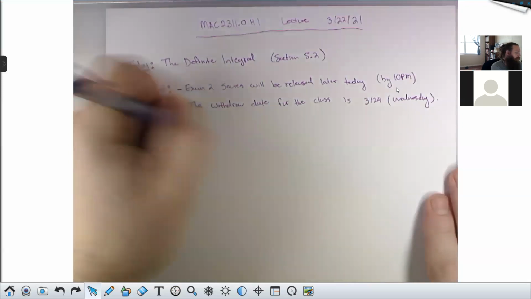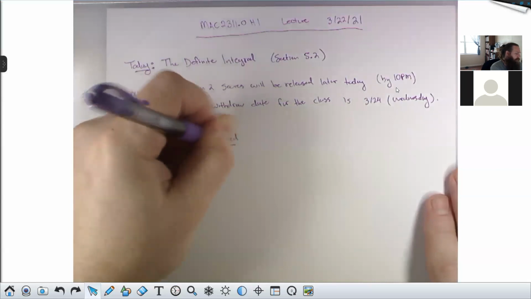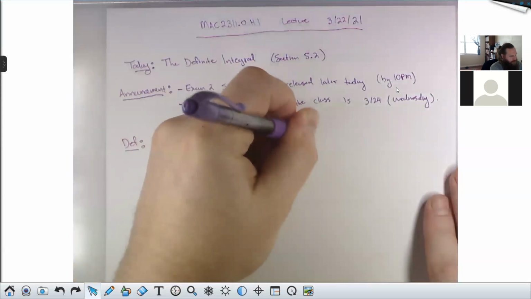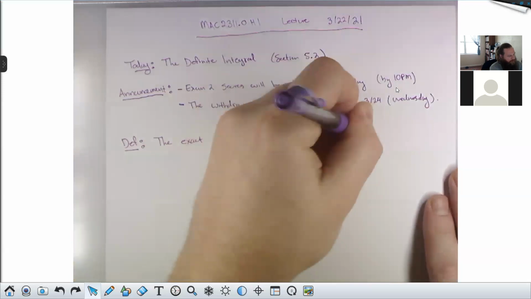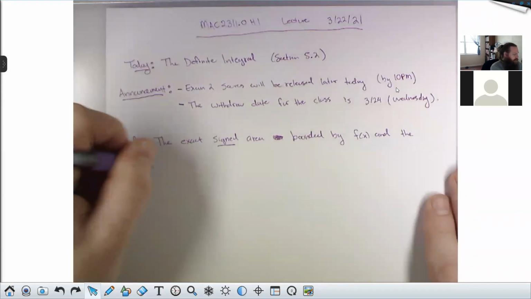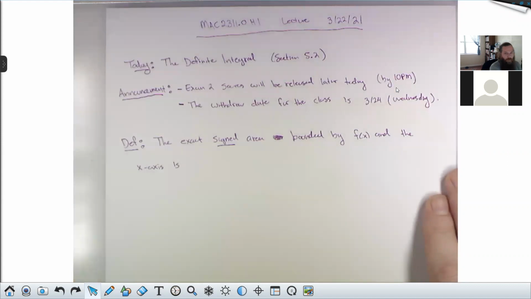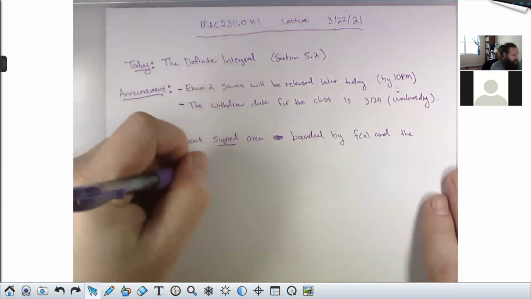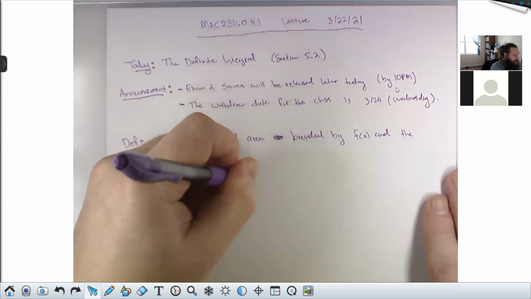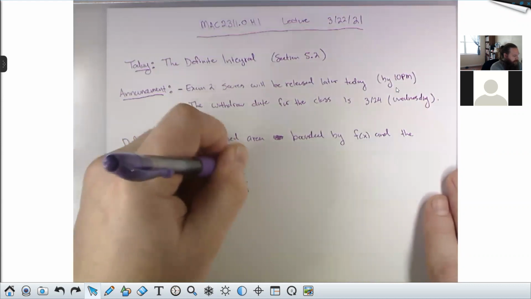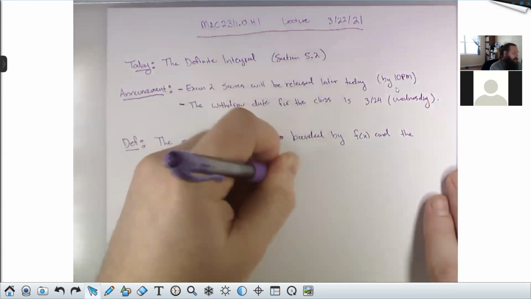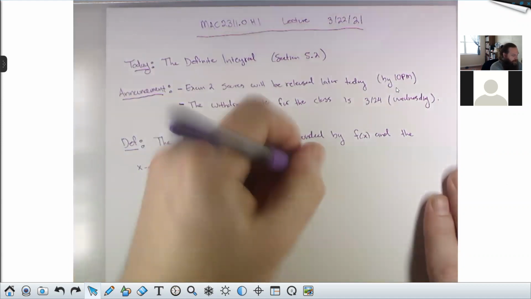The exact signed area, and I'll talk about what I mean by signed area, bounded by f of x and the x-axis is, remember we learned this last time, the limit as n goes to infinity of Rn, which is the limit as n goes to infinity, sigma i from 1 to n, f of xi times delta x. This thing has a better name.